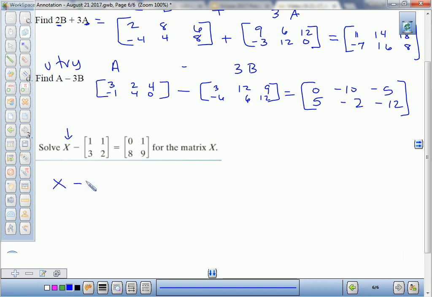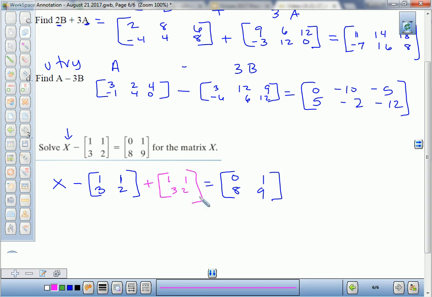Okay, so to solve this, we do very valid math here. If we want to solve an equation for X, we would move this to the other side by adding it. Now, when we add this, we are going to get 1, 2, 11, 11. And does that make sense?